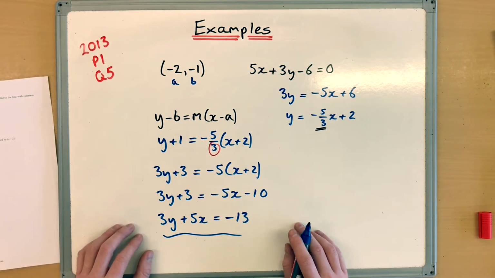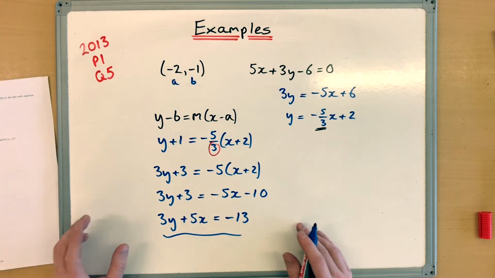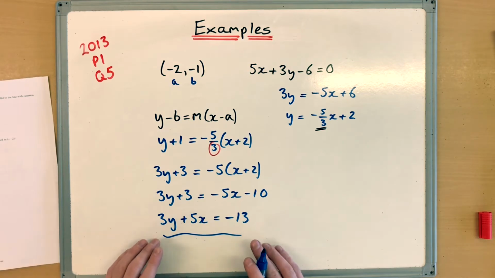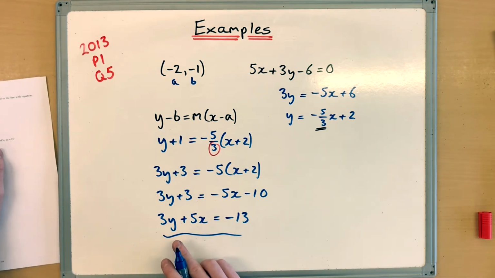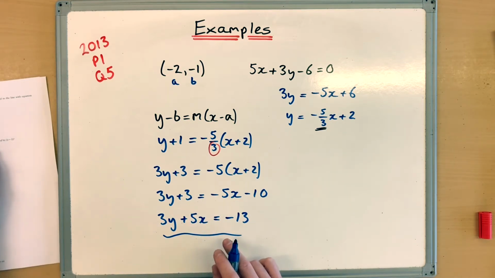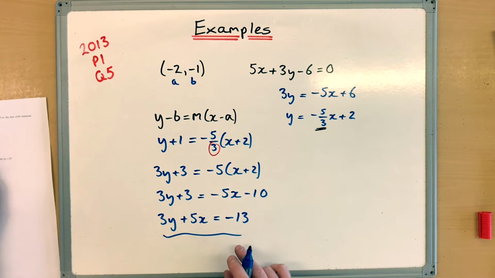Okay, there we go. So you won't see multiple choice questions in your prelim or your final exam, but it's a good chance if you are practicing with these to check. So I've got 3y plus 5x equals minus 13. Okay, now that ties up with D.